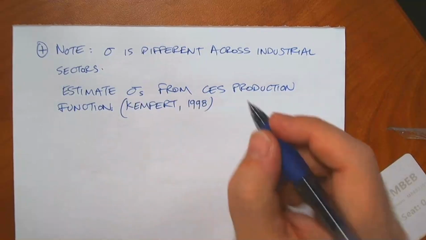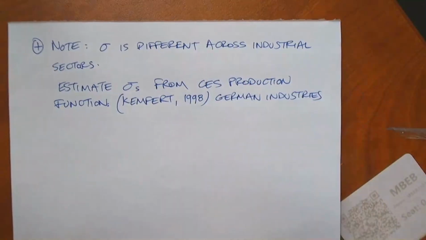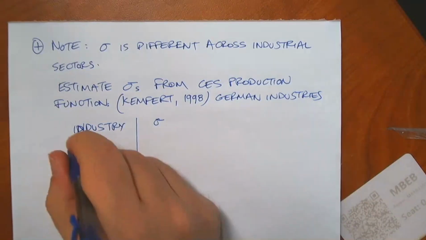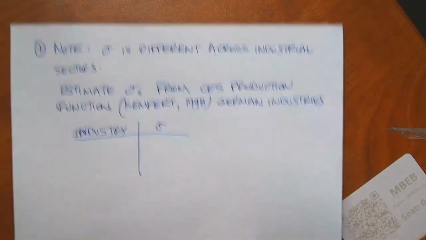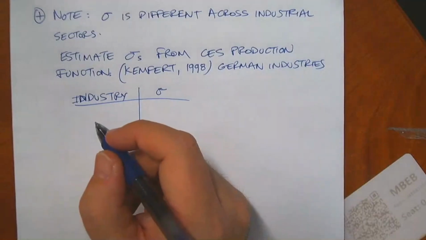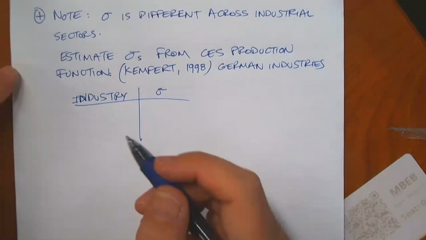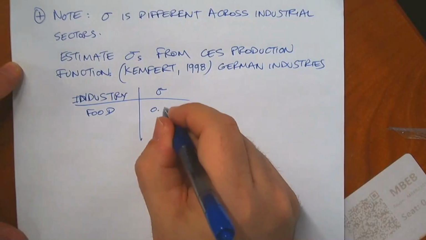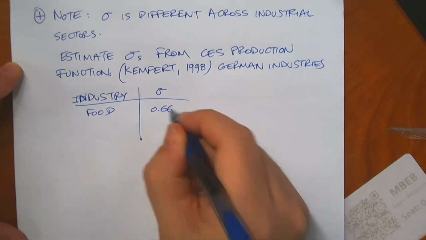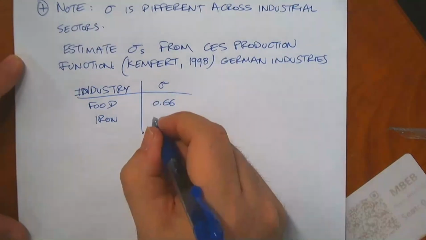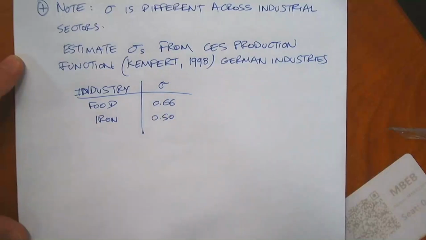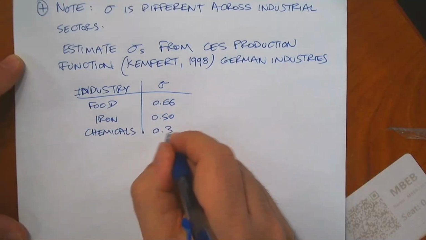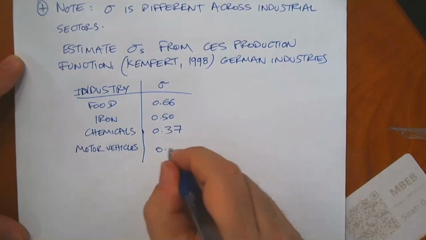This is from a paper from 1998, and it's about Germany. Here's the industry and the sigma that was estimated. You have them in descending order of sigma. You have food having a sigma of 0.66, iron having a sigma of 0.50, chemicals at 0.37, and vehicles at 0.10.